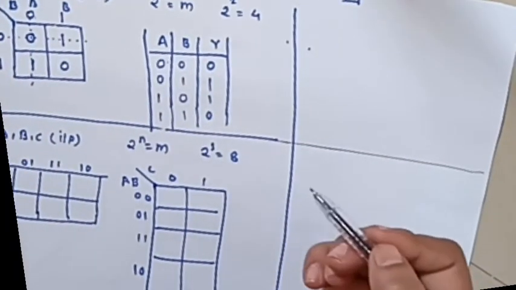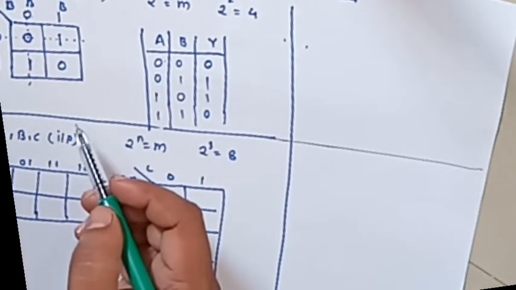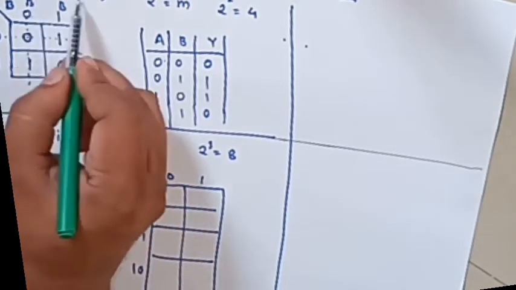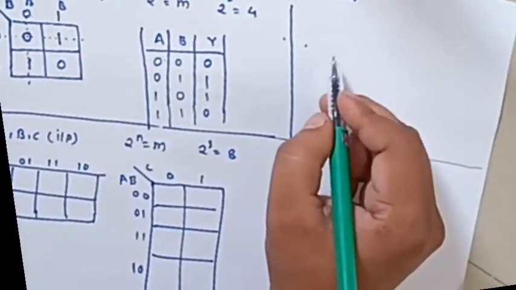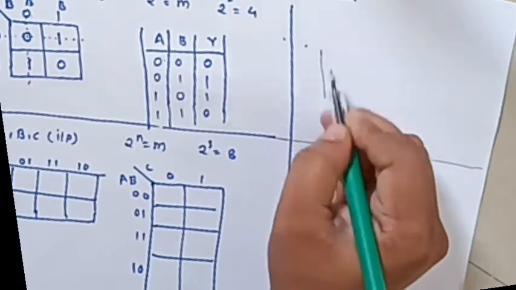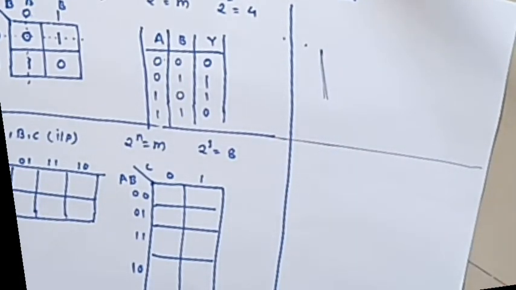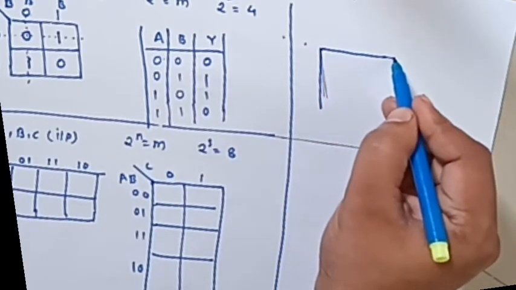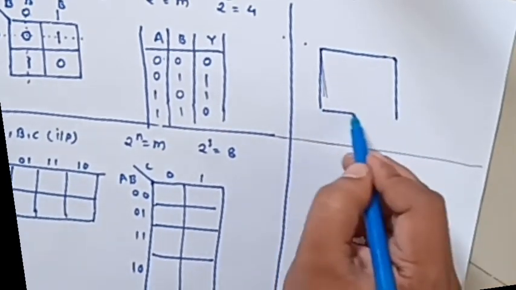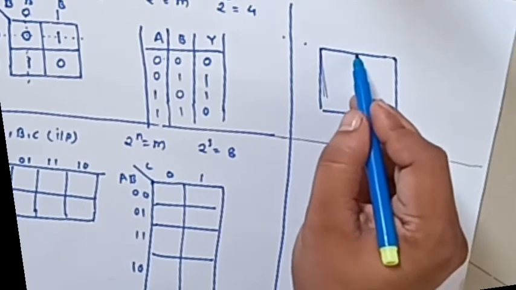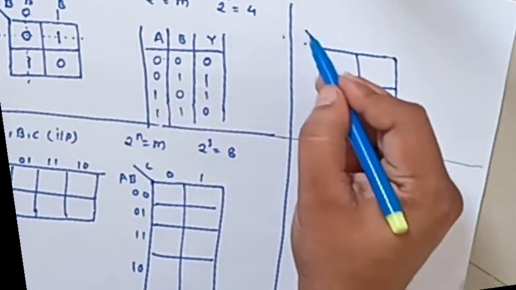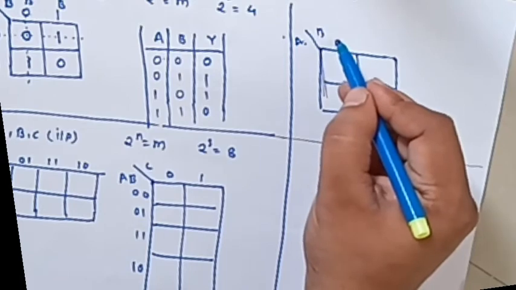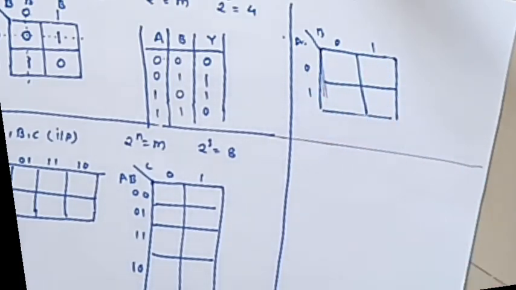Now we can also represent the K-map in the form of minterm and maxterm. Suppose, for example, the 2 variable K-map, and you want to draw the K-map using minterm and maxterm. So again I will draw the 2 variable K-map. The 4 boxes are required here. Here the input A, B values are 0, 1, 0, 1.